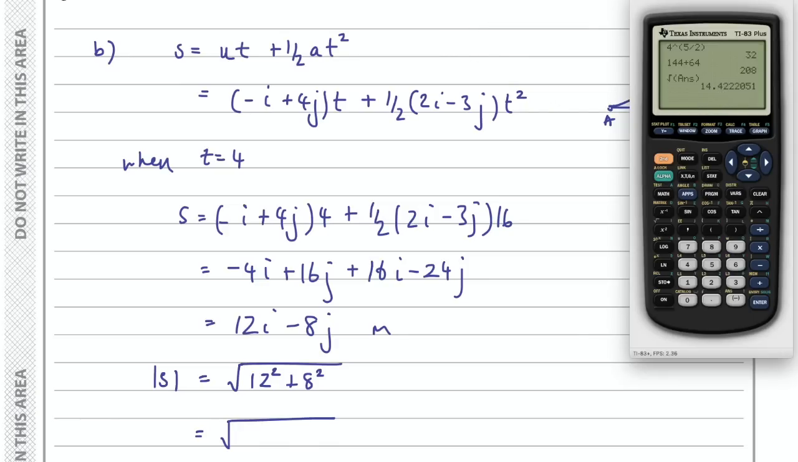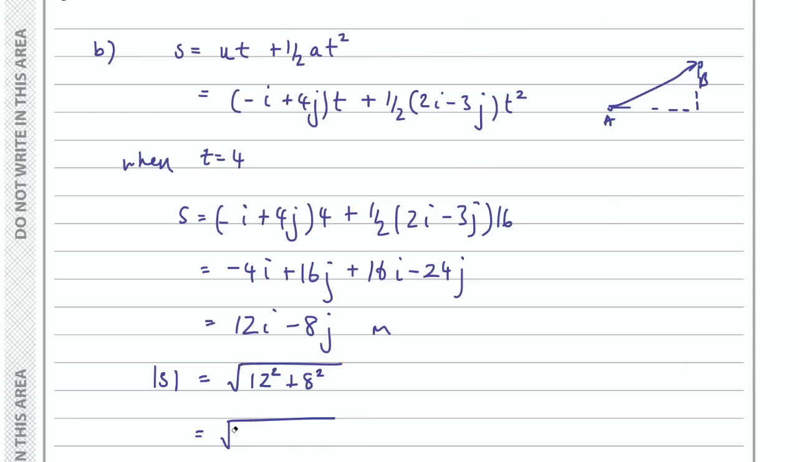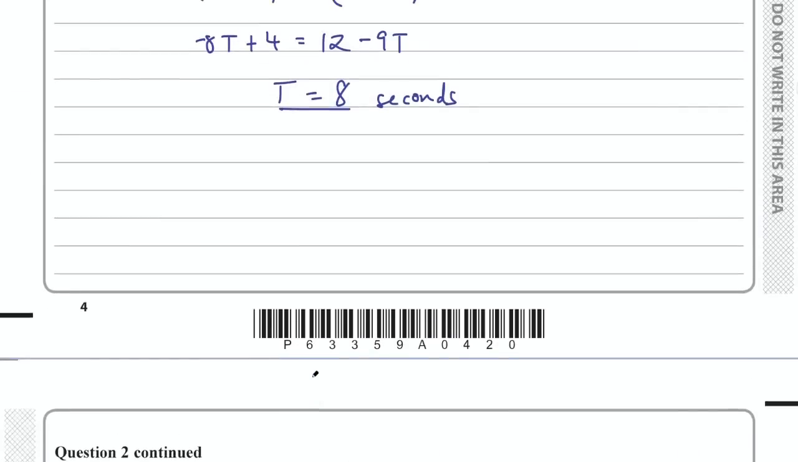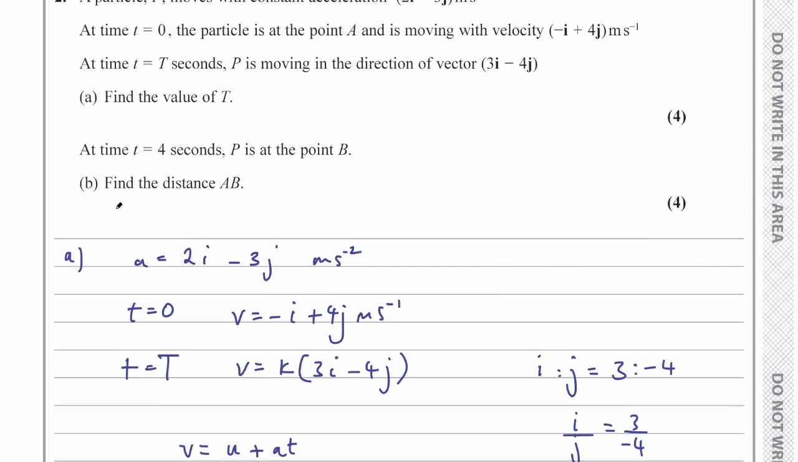14.42 and so on, rounding off. So we're meant to round off to 3 significant figures. So 14.4 should be fine there. So this is approximately 14.4 meters for the distance AB. I'm sure a simplified surd is fine for a final answer there as well. It doesn't specify in the question.